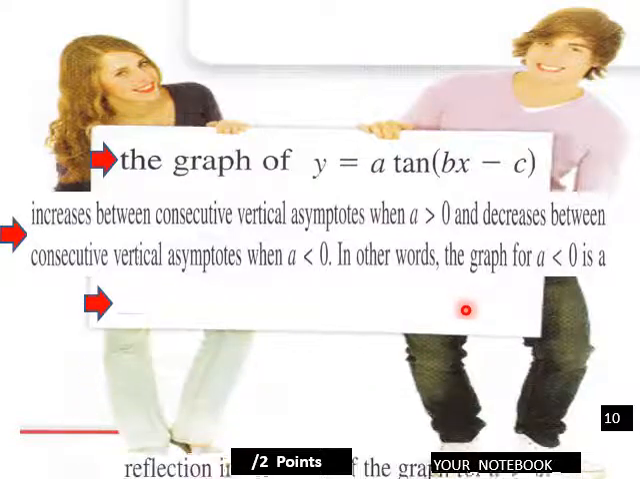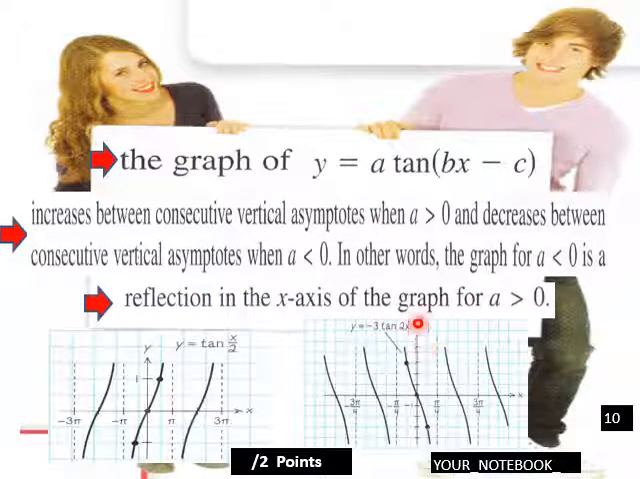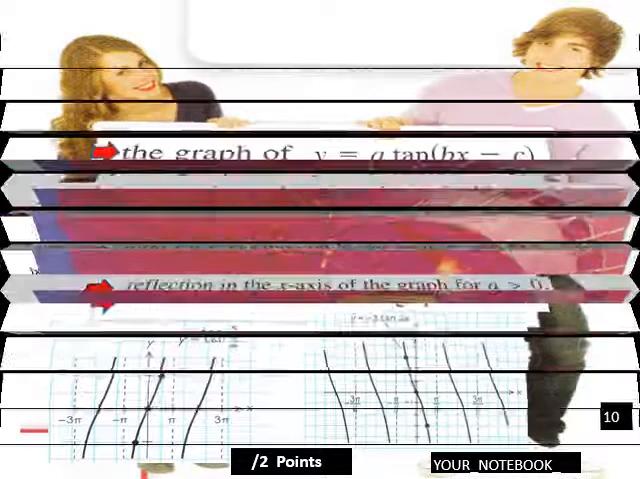In other words, the graph for a less than 0 is a reflection in the x-axis of the graph for a greater than 0. So this would be a greater than 0, and then this would be a less than 0. So you see the difference here for this part of this kind of tan function.